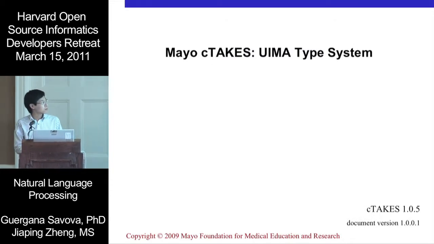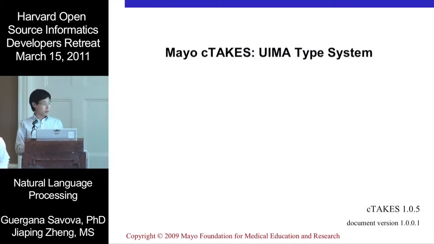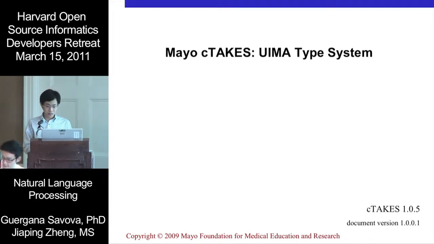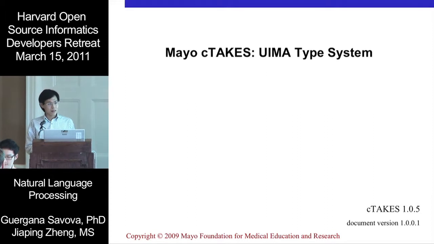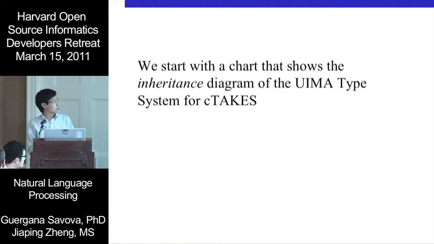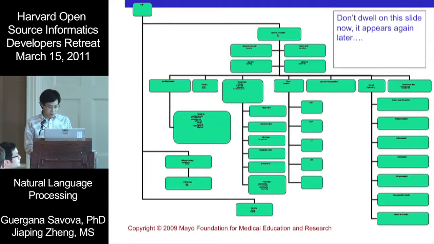So one of the big core components within UIMA is its type system definition. You can think of the type system as something like a UML diagram, but without all the methods. So you have to define the classes and their attributes. And we will start with a complete view.